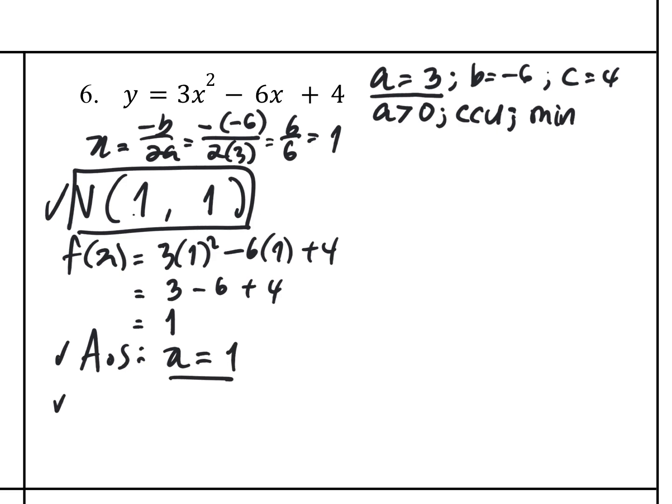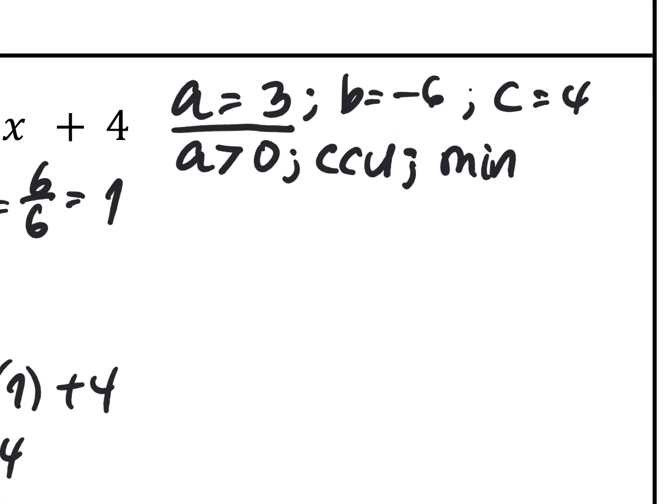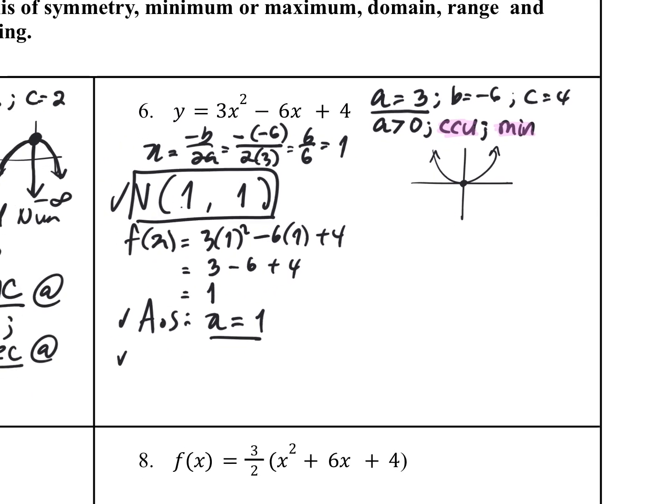What else? Since we said earlier that our a is greater than 0, therefore we're not going to have any maximum value. Instead, we're going to have a minimum because our graph is going to be concave up, which means it's going to be opening up. It's just like this way. Okay, so you're going to see the vertex at its lowest possible location.